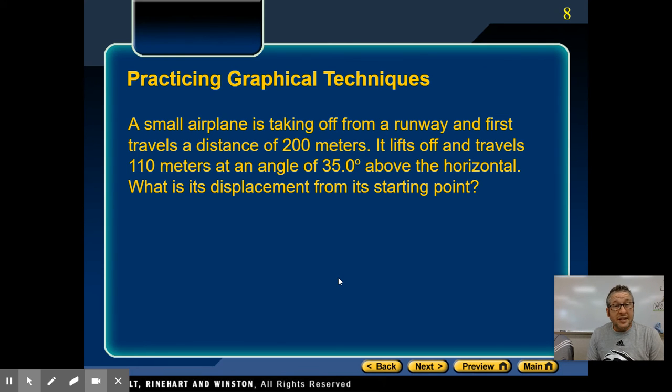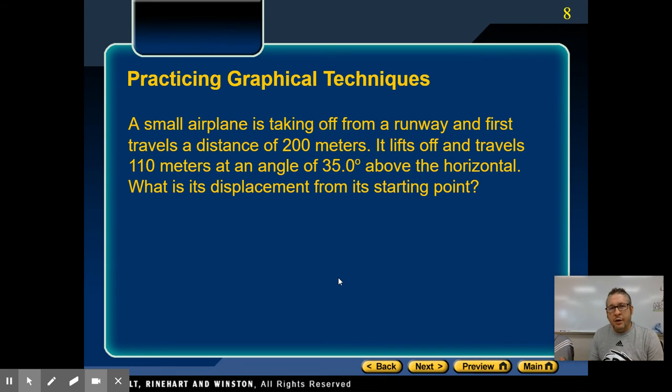So if you listen to that question, there's a lot going on. You've got distances, you've got angles, and you have a phrase that says "above the horizontal." So what does that mean? Well, it's really just giving you instructions on how to draw this, okay?